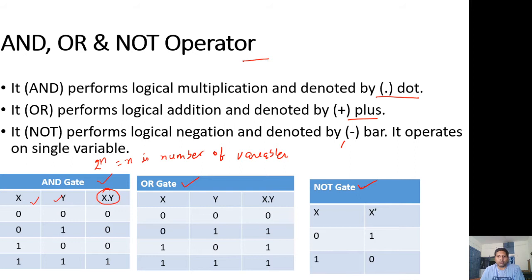For the OR operator, x and y, it also has 2 variables and the output is x plus y: 0, 1, 1, 1. For the NOT operator, input x is denoted by x bar or x dash: 0 gives 1 and 1 gives 0. If the input is 0, the output will be 1. If the input is 1, the output will be 0.